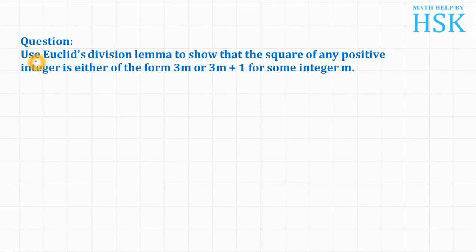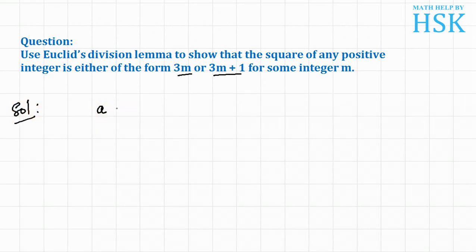The question is: use Euclid's division lemma to show that the square of any positive integer is either of the form 3m or 3m plus 1, for some integer m. Okay, now to solve this, first of all we assume that a is any positive number.